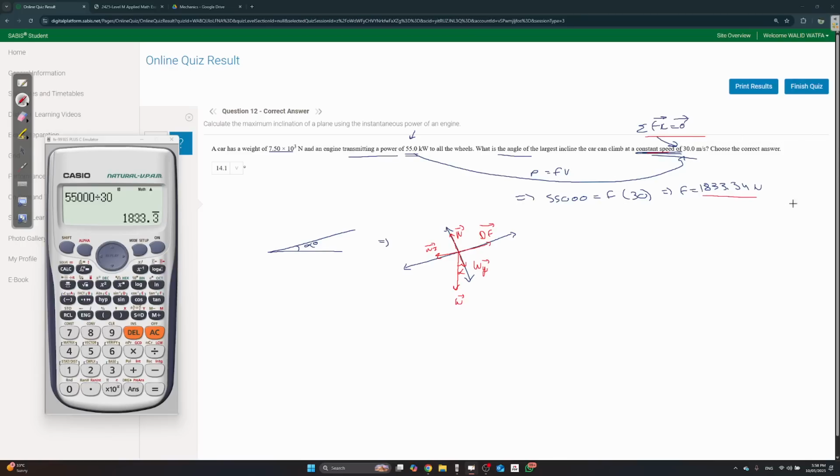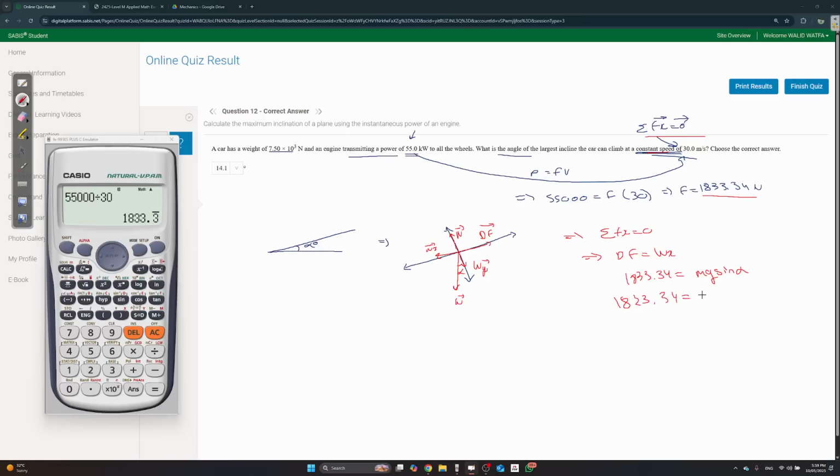Remember, they said constant speed, so that means sigma Fx is equal to 0, and we figured out that the driving force of the engine is 1833.34 newtons. So if sigma Fx is equal to 0, that means dF is equal to Wx. That means 1833.34 is equal to Wx. What's Wx? It's mg sine alpha, right? It's the weight times sine alpha. Why? Because alpha is with the vertical, if I use sine for the x component.